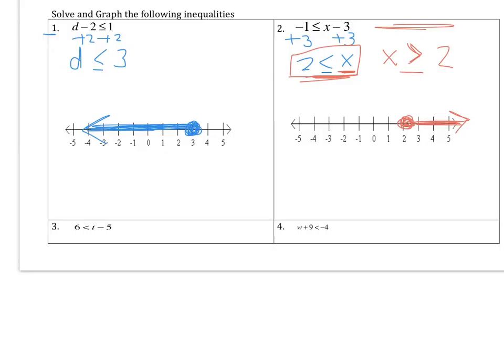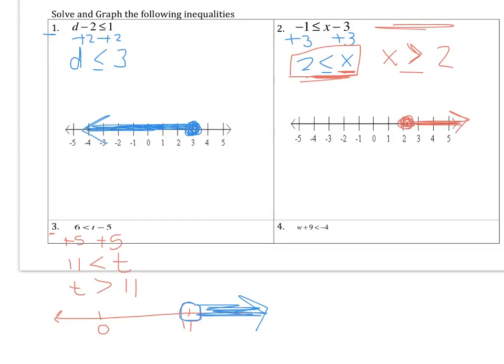For number 3, I'm going to solve by adding 5 to both sides. I get 11 less than or equal to t. I'm going to read it and write it backwards: t greater than or equal to 11. I'm going to make my own number line. All I need is to have 0 here. Positive 11 is going to be to the right of it. It's an open circle. Let me go to blue. It's an open circle, and it's shading to the right.